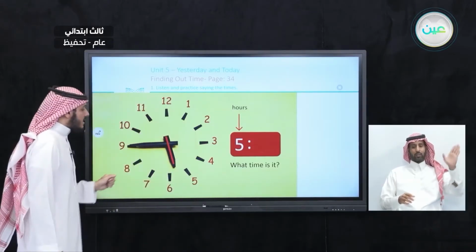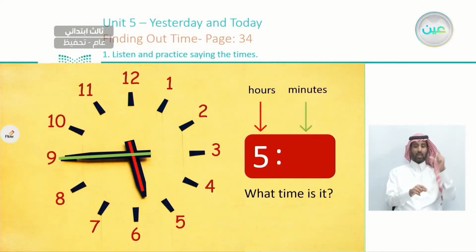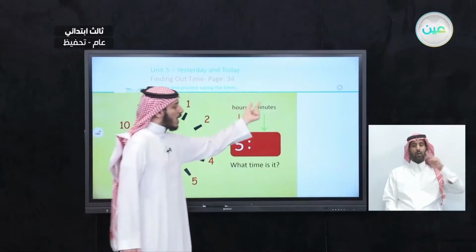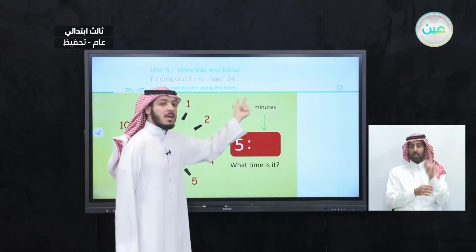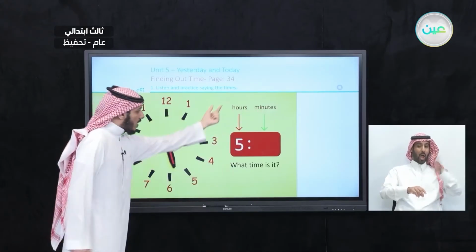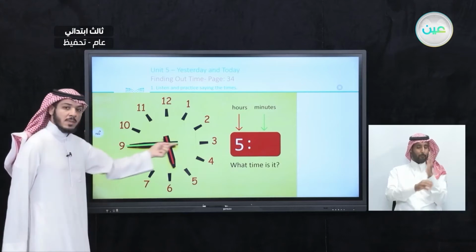Now let's see the long hand here. We have a long hand and this is for the minutes. So we have hours, ساعات, and we have minutes, دقائق. So the hour here is 5. What about the minutes?